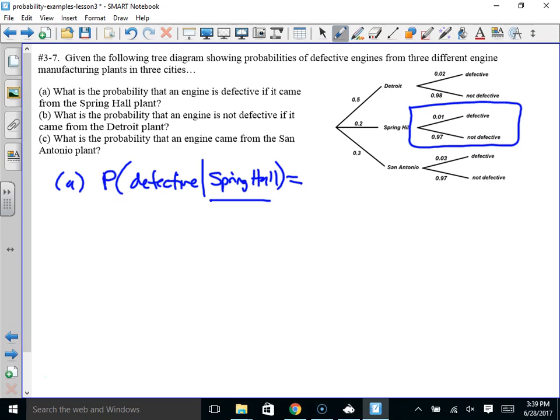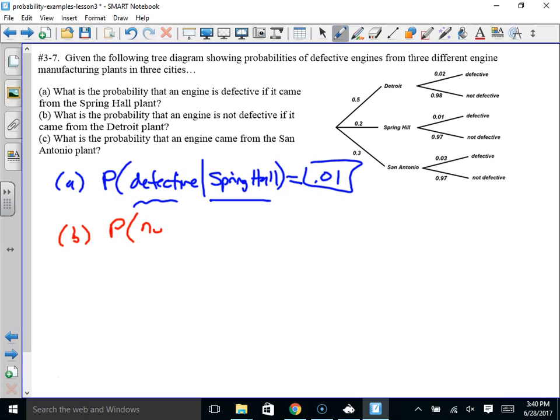Right? And then we're finding the probability that we have a defective engine. That would simply be this probability right here. So that one is right on the tree itself. That is a conditional sample space. The probability that defective occurs given that Spring Hill has occurred. All right, let's look at the second one. This one says, I'll use a different color. It says, what's the probability that an engine is not defective if it came from the Detroit plant?